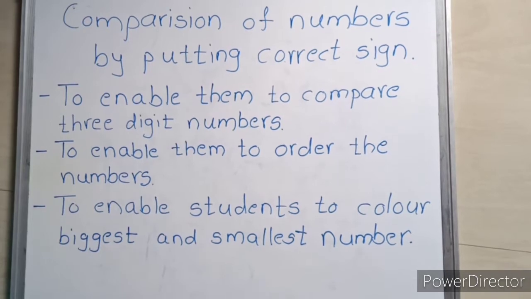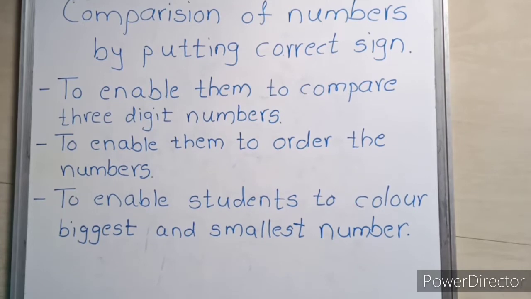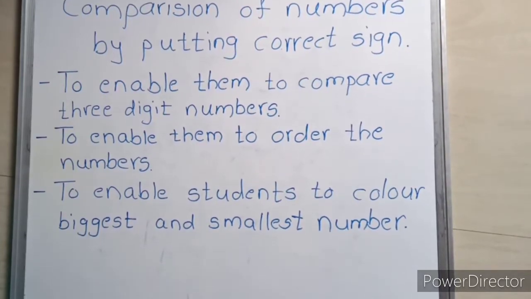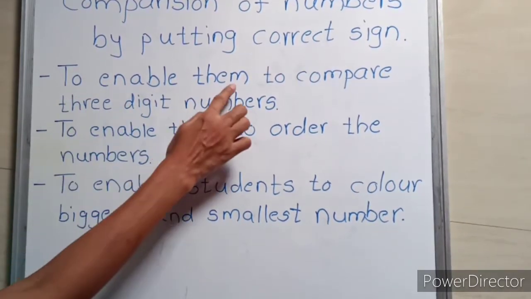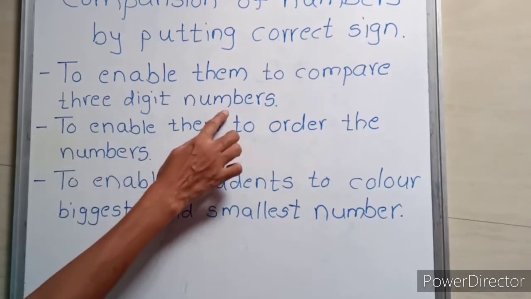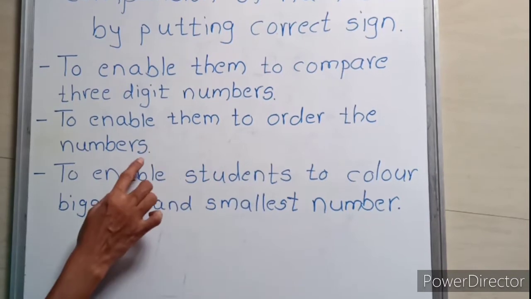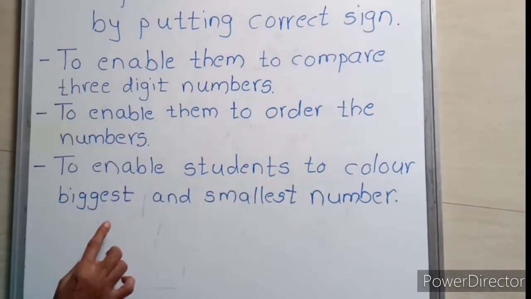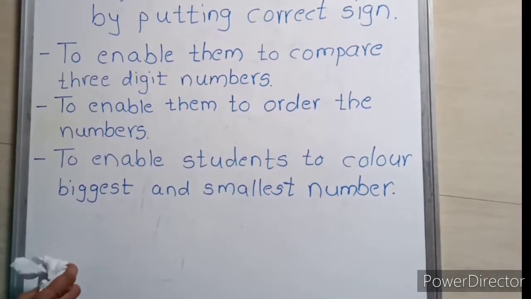Hello children, in last period we saw how to compare 3-digit numbers. Today also we are going to see how to compare numbers by putting the correct sign. First we will see the objectives: to enable them to compare 3-digit numbers; second, to enable them to order the numbers; and the third one, to enable students to color the biggest and smallest numbers.